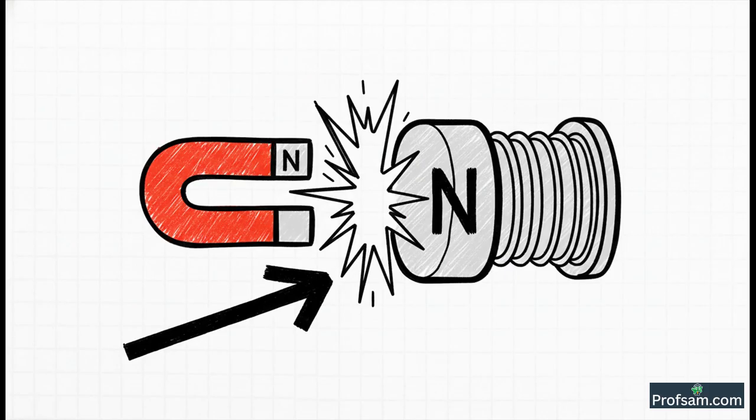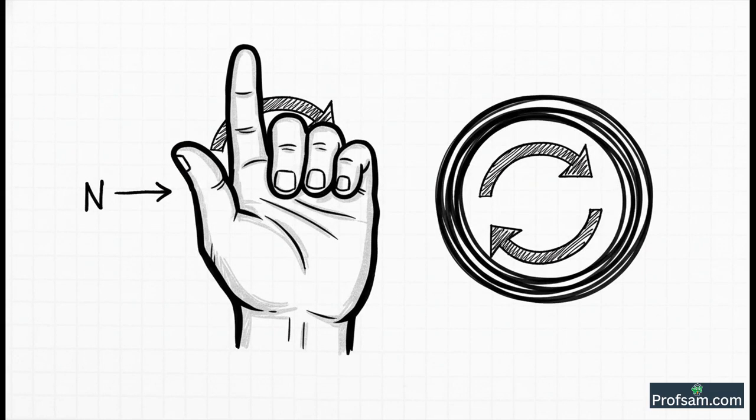So it's going to try and push the magnet away. It's going to try to repel it. And how do you repel a north pole? Simple. You create another north pole. So the face of the coil that's near the magnet will become a north pole. And this brings us to the final step. To make that face a north pole, which way should the current flow?